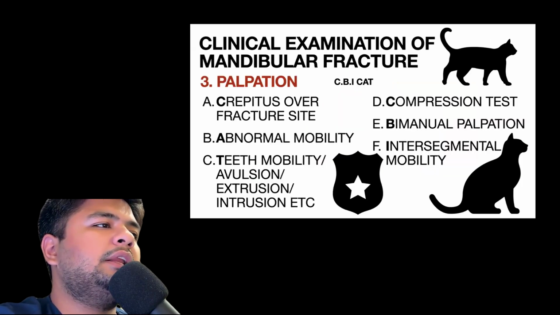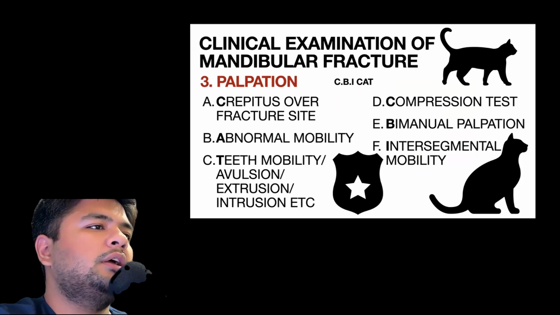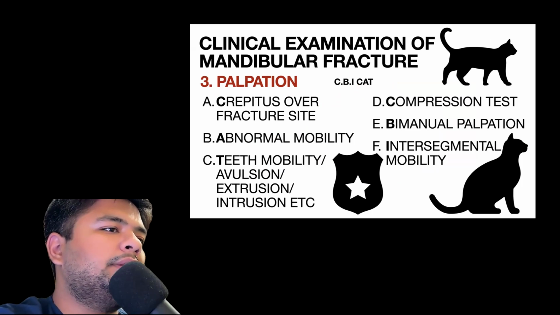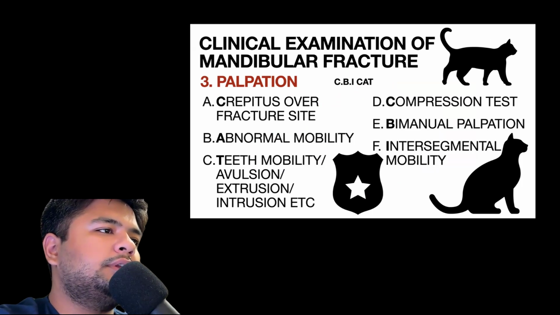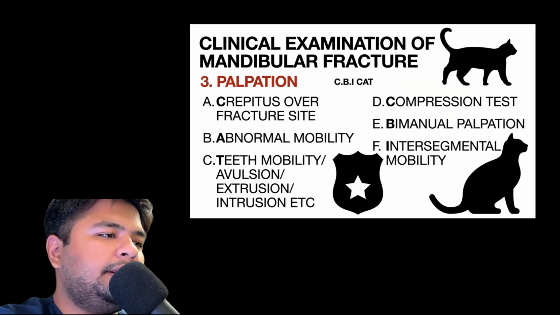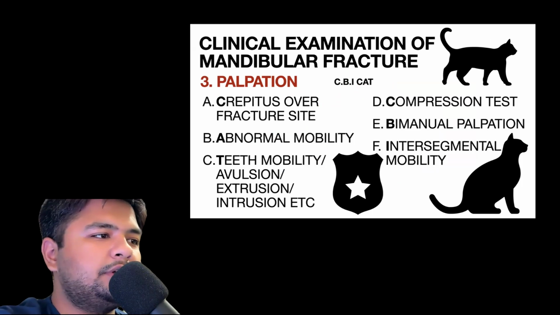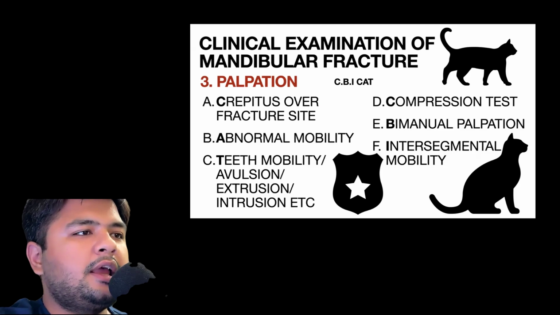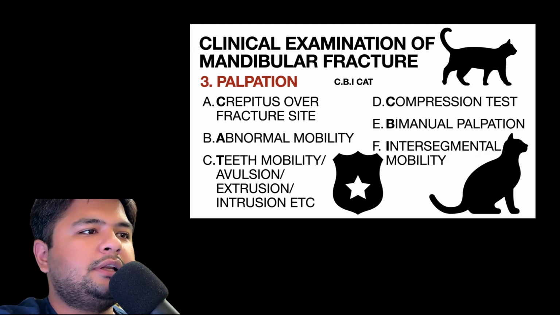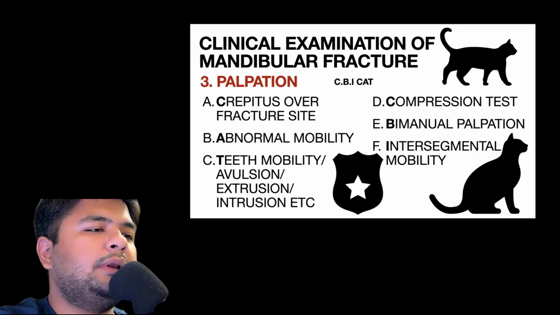Then coming to the palpation. I have made a small mnemonic. A cat from CBI comes to palpate the mandibular fracture. So the C can be for the crepitus over the fracture site, A for the abnormal mobility, teeth mobility, avulsion, extrusion, intrusion, etc. Then C for compression test, B for bimanual palpation, and I for intersegmental mobility.